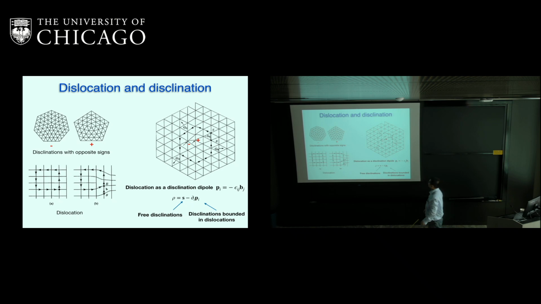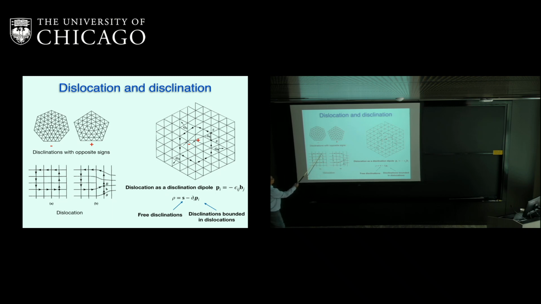And here is a physical definition of disclination. In the usual lattice, you have a 6-fold bonding, but here you have 7, and in this one you have 5. So this is a minus disclination, and this is a plus disclination. And a disclination is nothing but when you go around, you miss a path.